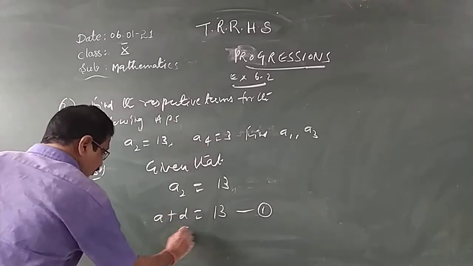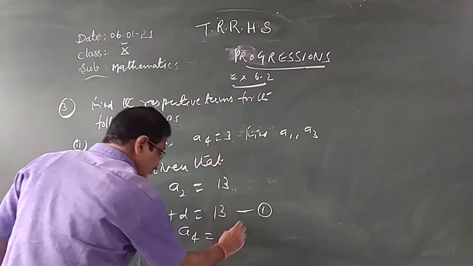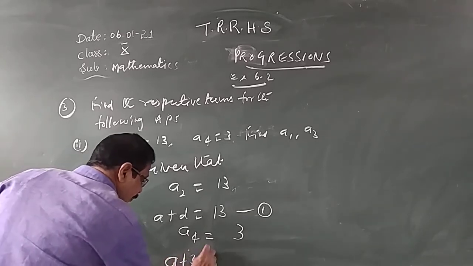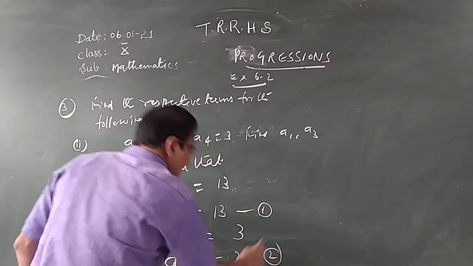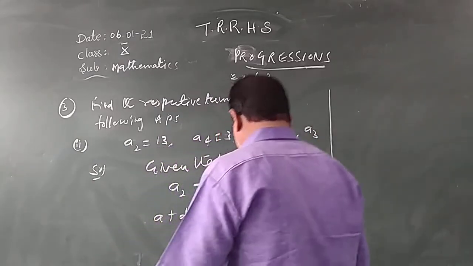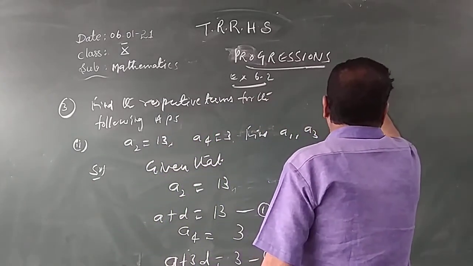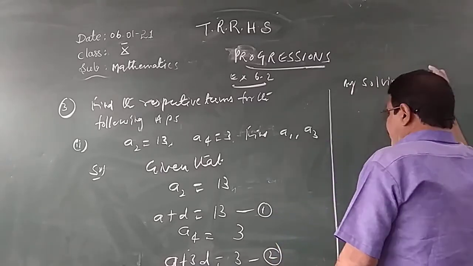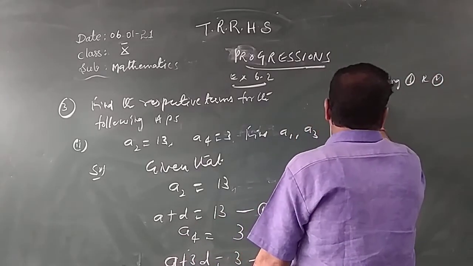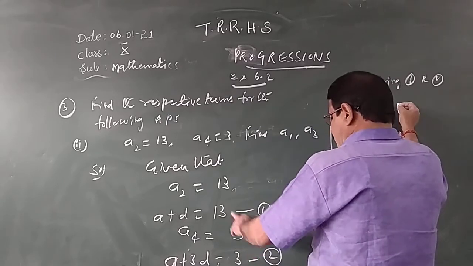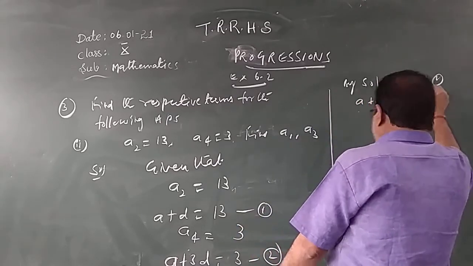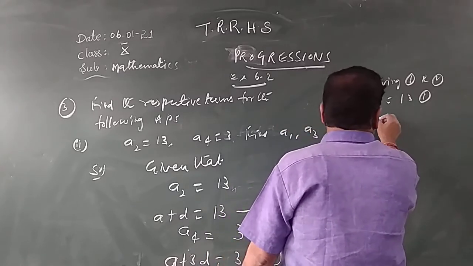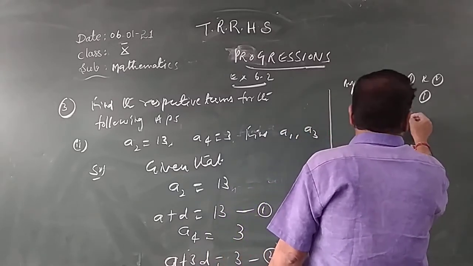Next, A4. A4 is equal to 3. What is A4? A plus 3D. A4 is A plus 3D is equal to 3. This is the second equation. By solving 1 and 2. First equation is A plus D is equal to 13. Second equation is A plus 3D is equal to 3.